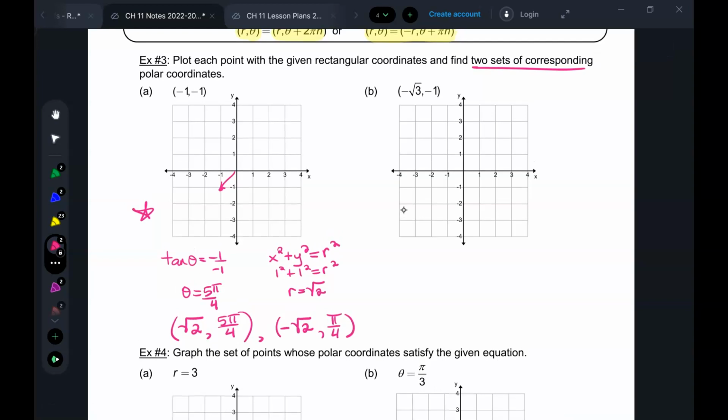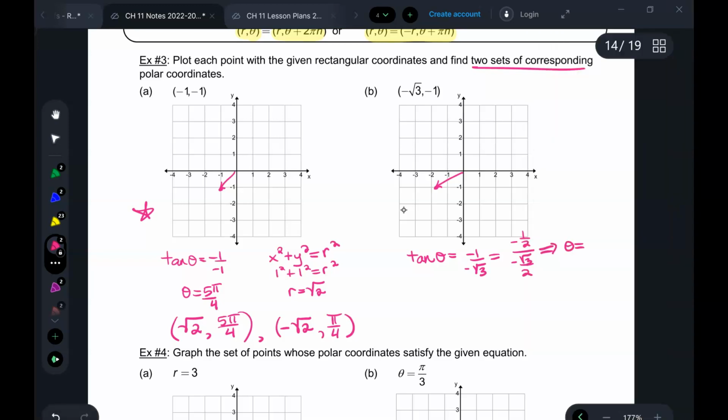Okay, next one, we have negative root 3 comma -1, also in quadrant 3. Again, root 3 is about 1.7, so we'll go over to the left 1.7, down 1. So that's what we're looking for. Our tangent of theta is equal to -1 over negative root 3. The only combination that would give us that would be a -1/2 over a negative root 3 over 2. So think sine equal to -1/2, and cosine equal to negative root 3 over 2. This is going to be when theta is 7 pi over 6.